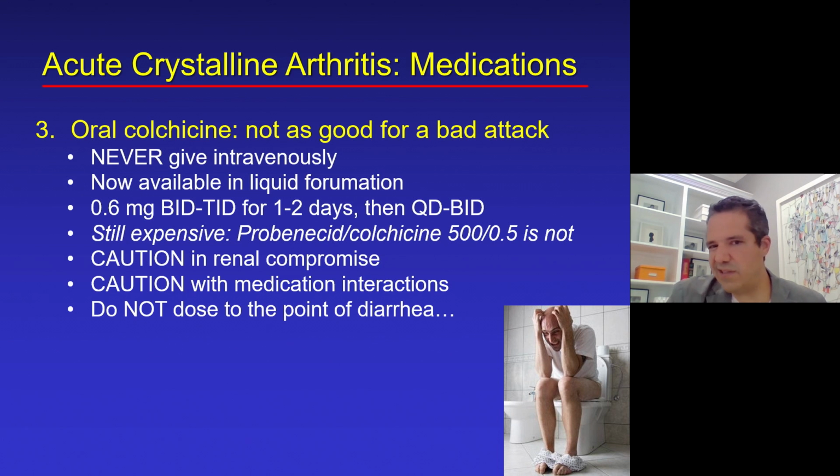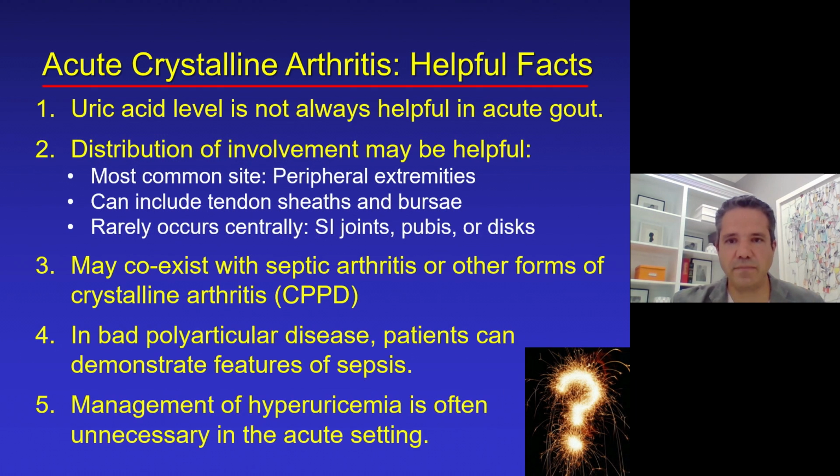And the probenecid is relatively non-toxic and effective. And even folks with compromised renal function can take it without toxicity. It just doesn't help their uric acid. It's a uricosuric agent. Helpful facts here then when treating acute arthritis. It's not useful to get the uric acid at that time. You can, I shouldn't say it's not useful, it's just not fully predictive. And we've already talked about some of these other things. So I want to make sure I move forward in the interest of time.